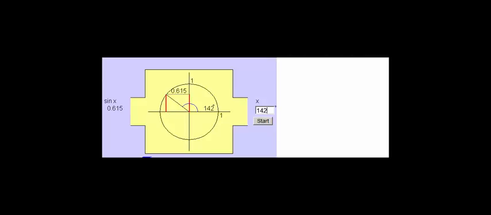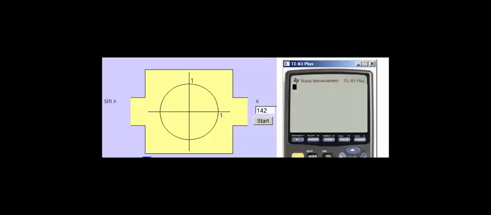When you're looking at domain, probably the easiest thing to ask yourself is, are there any numbers that we can't plug in? So it's easier to look at restrictions. Now the answer here is no, there are not any numbers that we can't plug in. So in other words, we can plug in any number we want. Let me grab a graphing calculator here and show you.